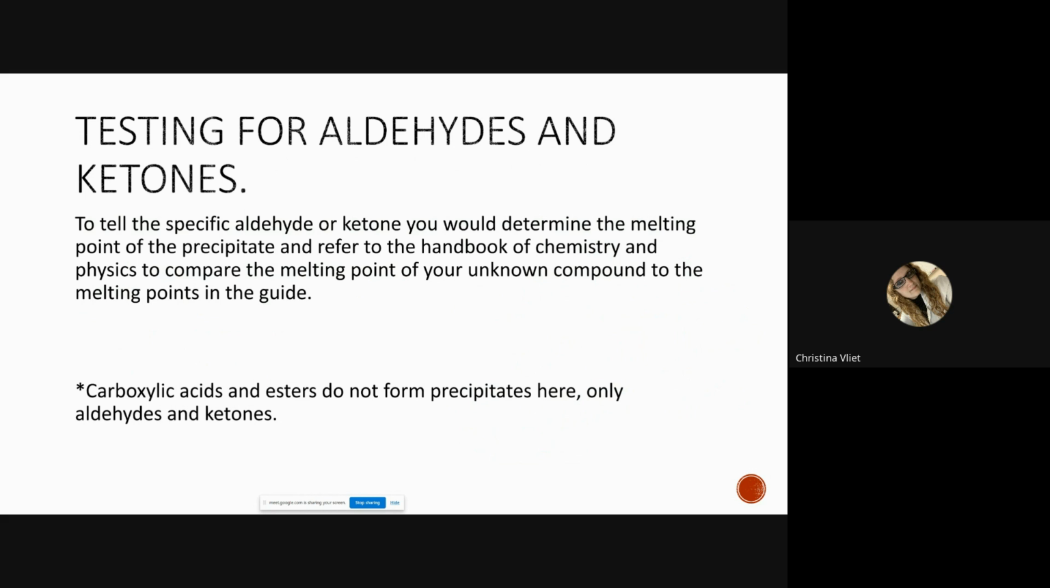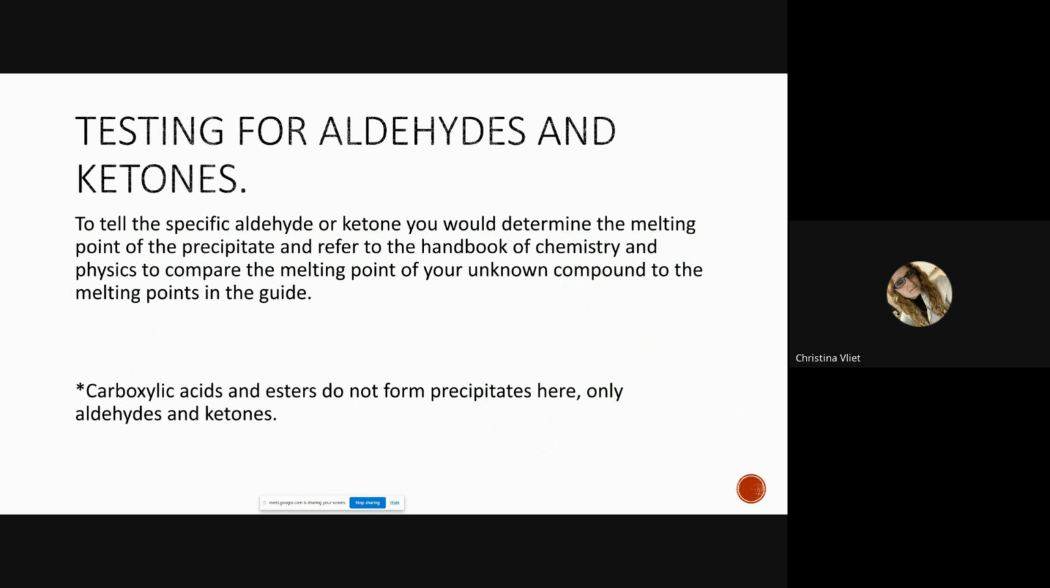And so you could refer to the handbook of chemistry and physics and figure out the melting point of your specific compound, and then find the melting point. However, if you want an easy way to know the difference between an aldehyde and a ketone, there's a simple chemical test you can do. There's two of them you can do. One of them we'll be doing on Friday.